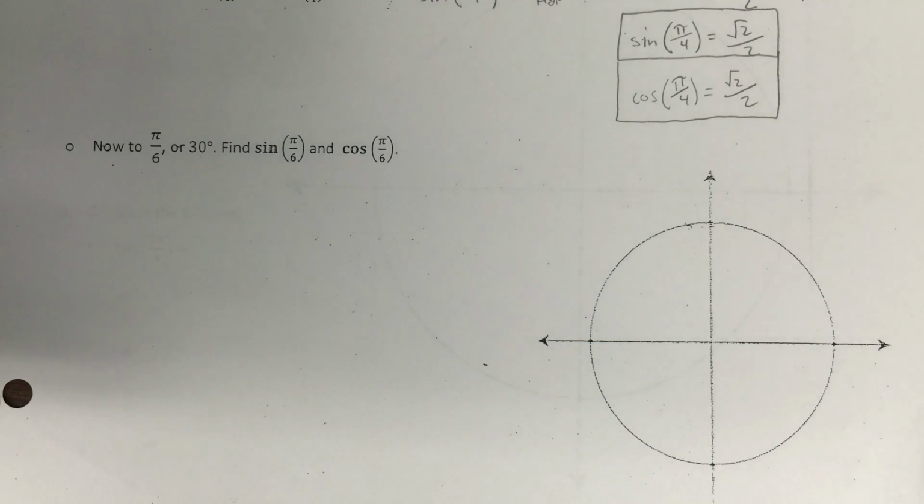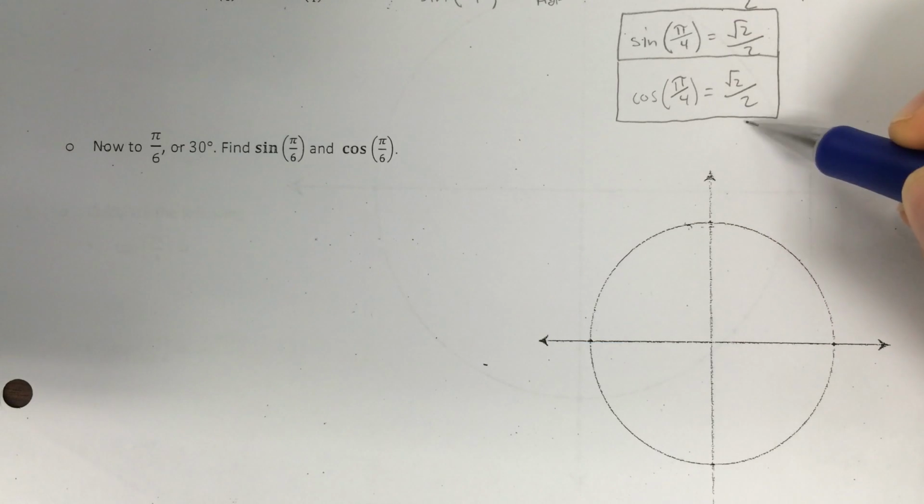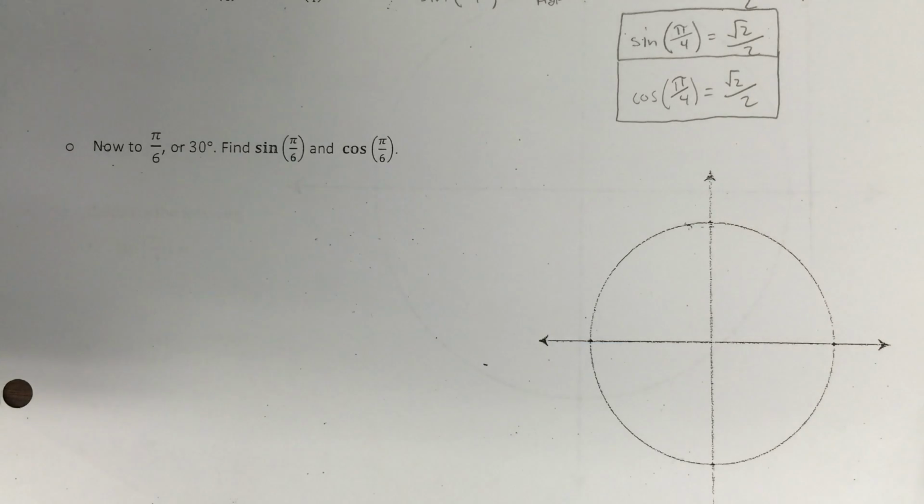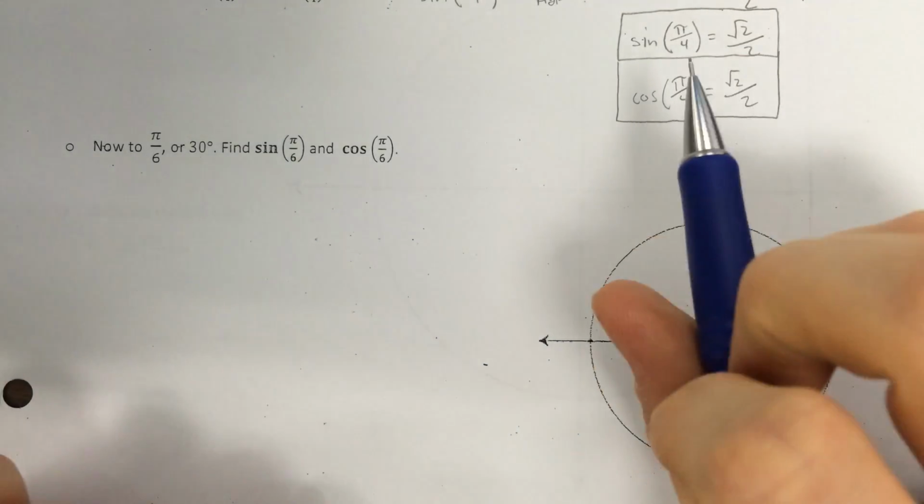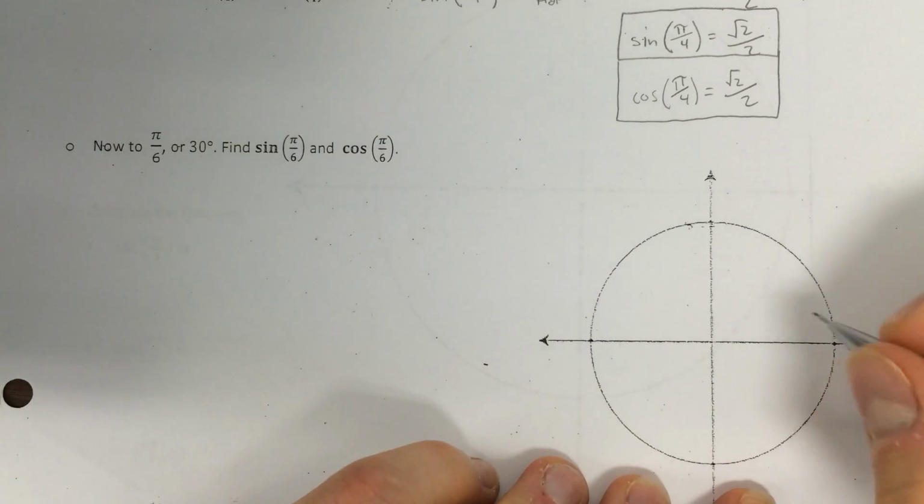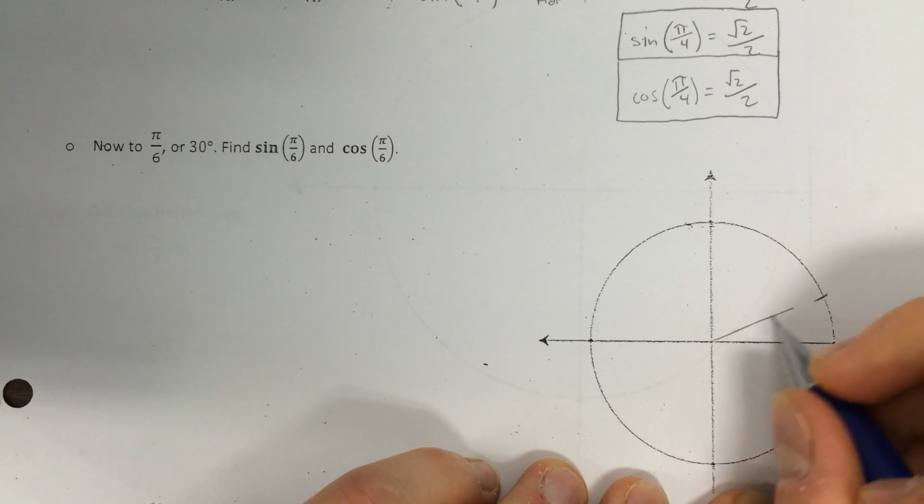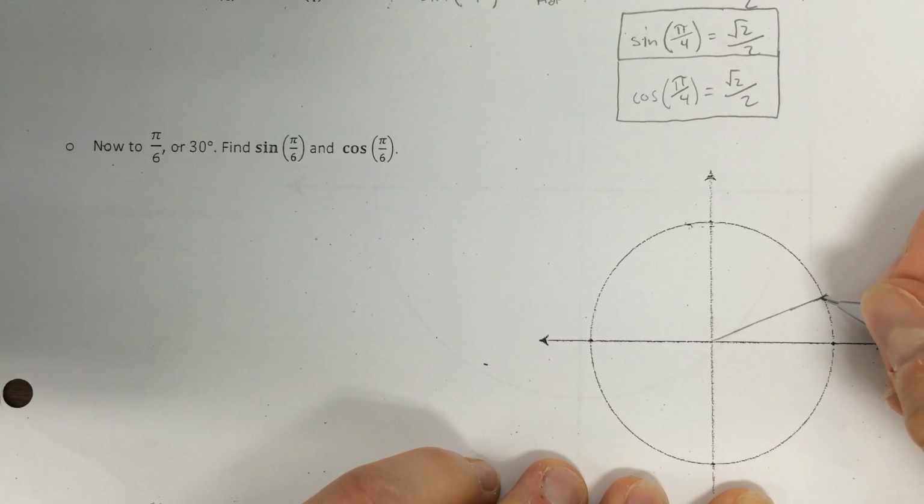Hopefully you've watched part 1 and we developed that sine of pi over 4 is square root of 2 over 2 and cosine of pi over 4 is square root of 2 over 2. Now, if you go back to video part 1, we're going to do the same thing as we did for 45 degrees, but we're going to do it for 30 degrees. So here on our unit circle, we have 30 degrees would be out here. So I'm going to draw the line out to 30 degrees, and we're going to make a right triangle like we did with the first one.